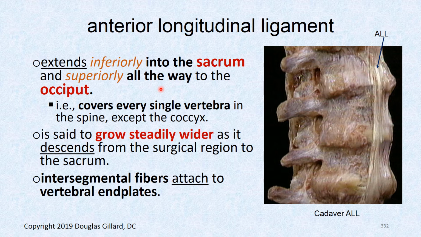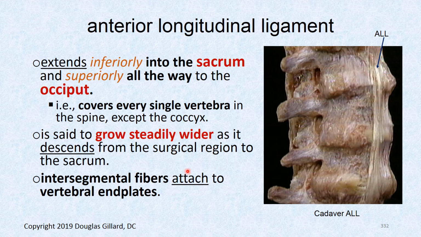That's a good question. So it covers every single vertebra except the sacrum and the coccyx, like S2, 3, 4, 5. It doesn't cover those, but there's another ligament that covers those we'll look at. It's said to grow steadily wider as it descends from the cervical region. I just whipped these slides together today, so let's fix this slide.